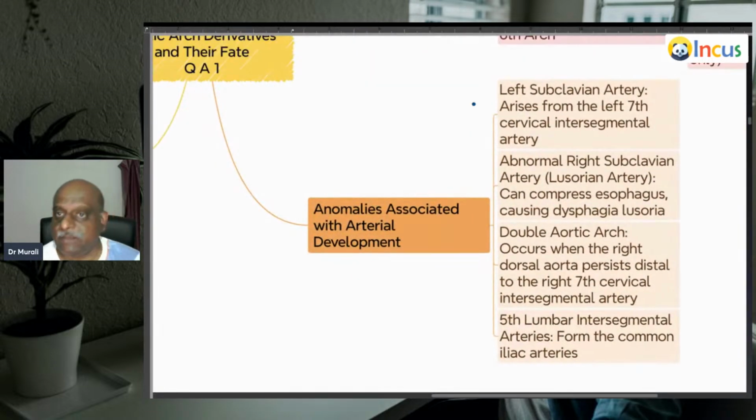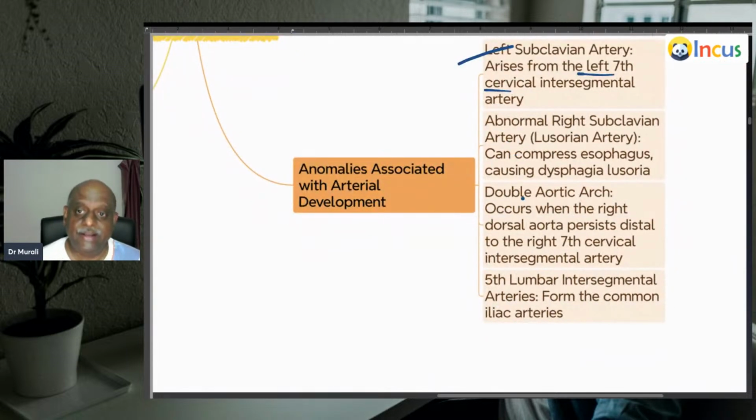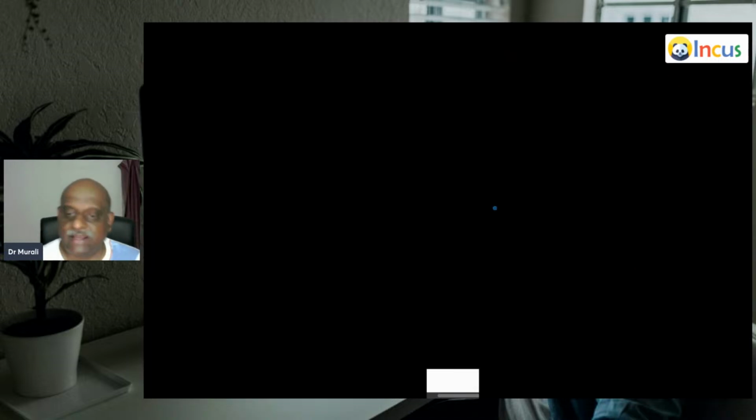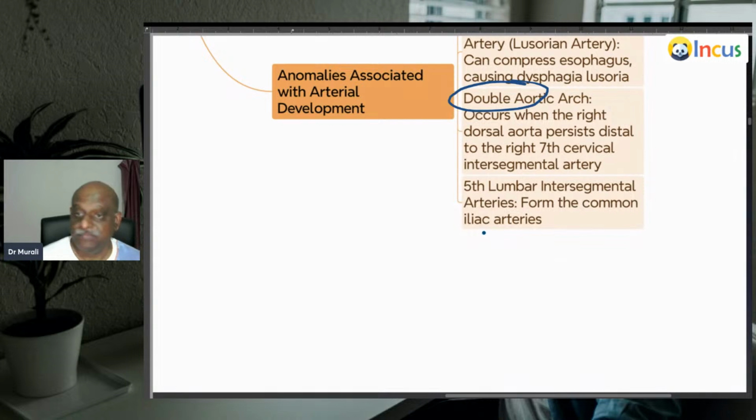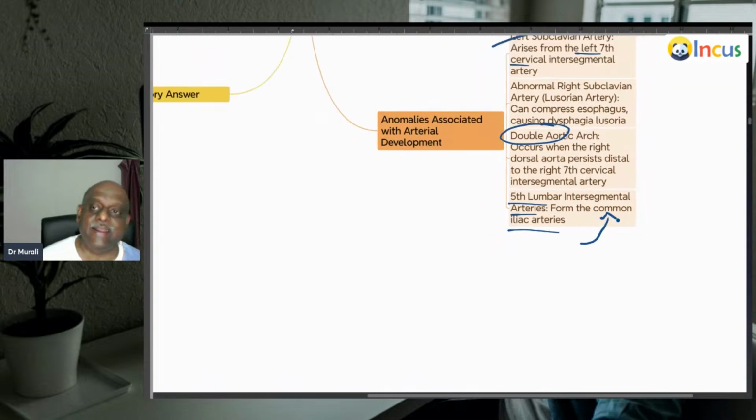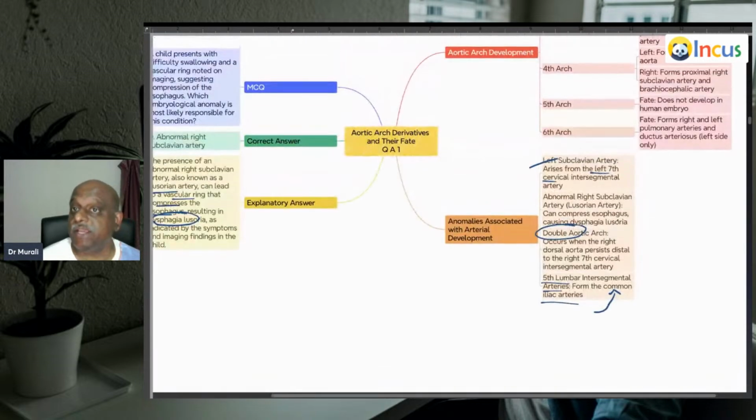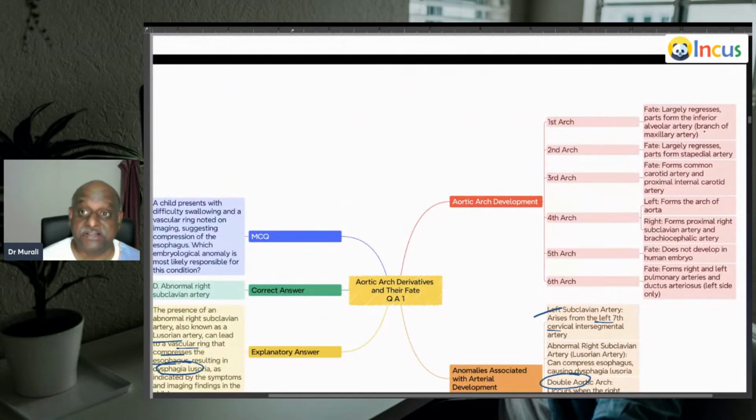So the left subclavian arises from the left 7th cervical intersegmental artery. And double aortic arch results whenever the right dorsal aorta persists distal to the right 7th cervical intersegmental artery. And the fifth lumbar intersegmental arteries are the ones which form the common iliac arteries. So the embryology, you need to be very sure, doctor.